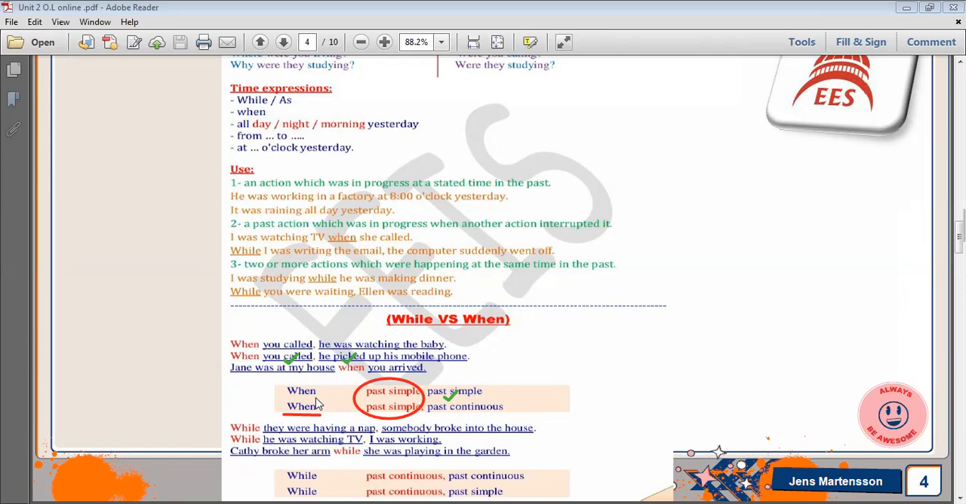Okay. So again, I can use when, past simple, then past simple, if the two actions are short. When, past simple, past continuous, when I have interruption.